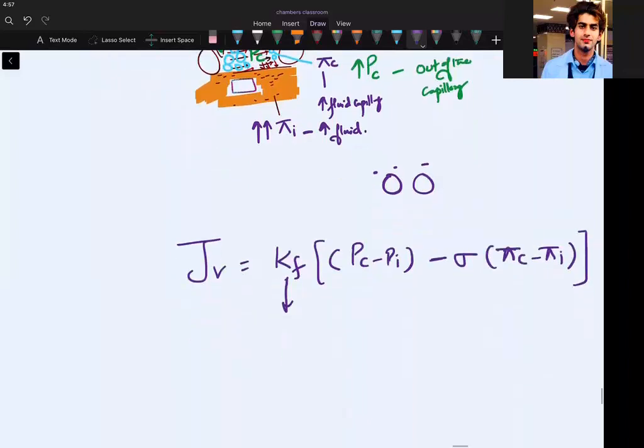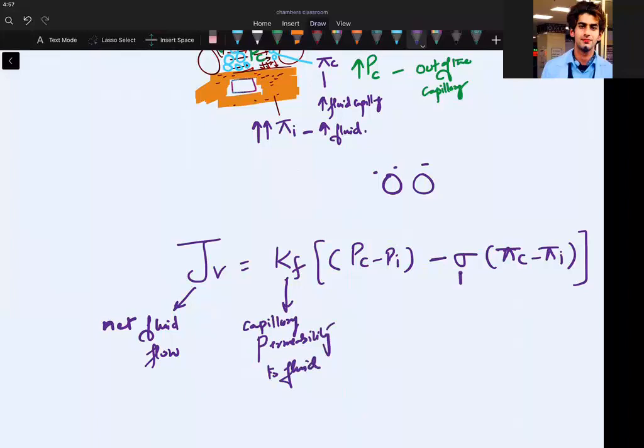First, what is JV? JV is the net fluid flow. And KF is permeability to fluid, capillary permeability to fluid. Are we able to understand?